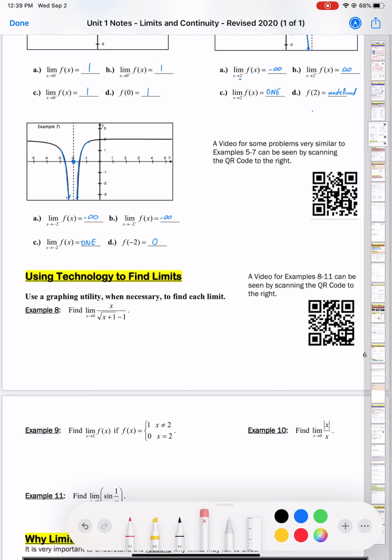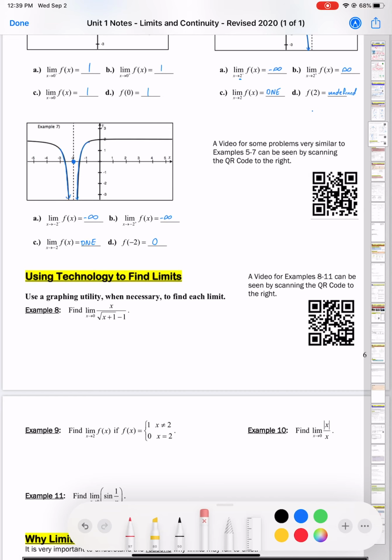So this next part says use technology to find limits. So use a graphing utility when necessary to find each limit. So we'll need our graphing calculators today, so please make sure you have yours available. In example 8, it's asking us to find the limit as x approaches infinity of x over the square root of x plus 1 minus 1.